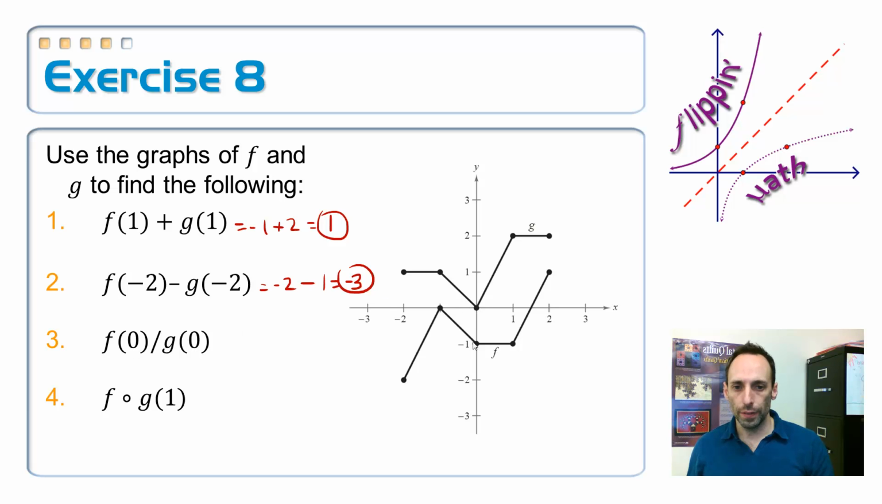Okay, now I'm going to do a division. f of 0 is -1 divided by g of 0. g of 0 is 0. -1 divided by 0, undefined.